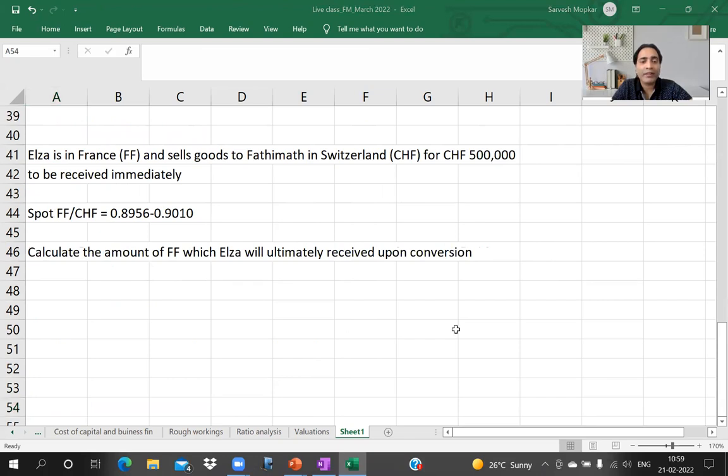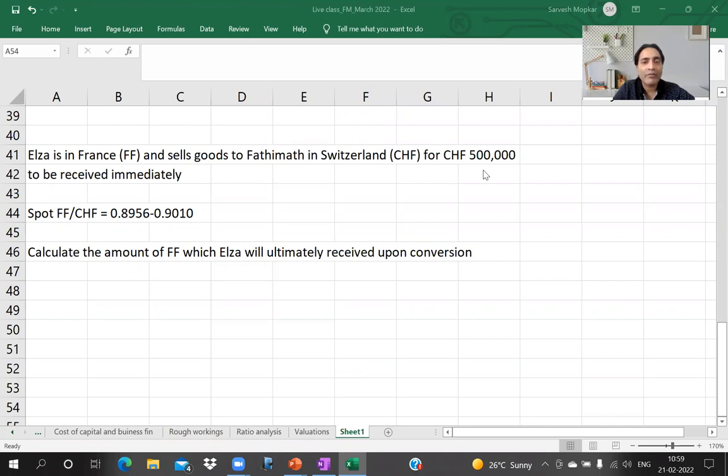So what is the bank doing? What is the bank doing with the commodity? Buying. So will the bank buy at a lower rate or a higher rate? Bank is buying. Will the dealer of the bottle buy the bottle at 15 rupees or 20 rupees? He will buy it at 15, no? He will sell at 20, but he will buy at 15, always the lower price. So 0.8956 is the price that will be applicable.